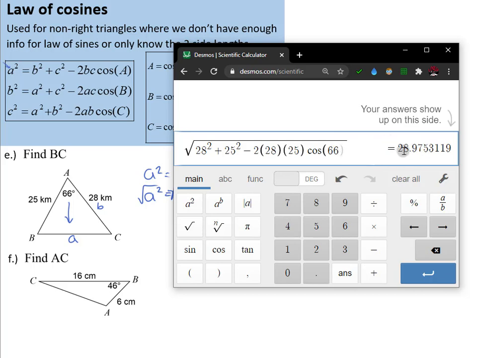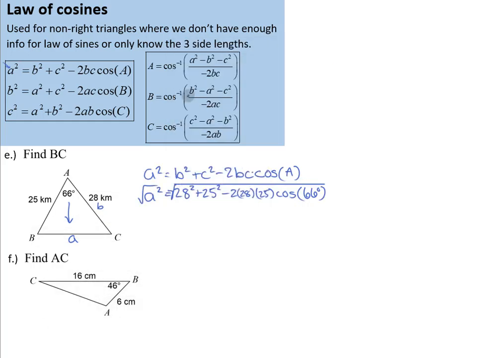And it tells me my missing side length, which seems pretty reasonable here, is about 28.97, which if I'm rounding to the nearest tenth, means we need to actually round this up to 29.0. So a is approximately 29.0 kilometers. Pretty big triangle.